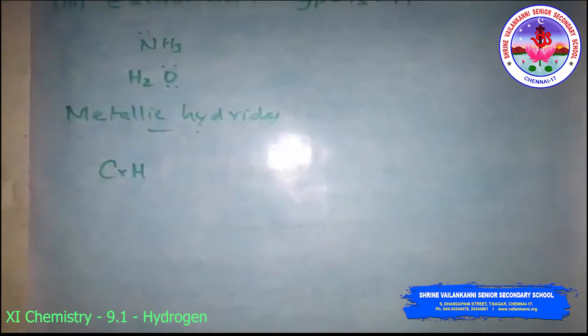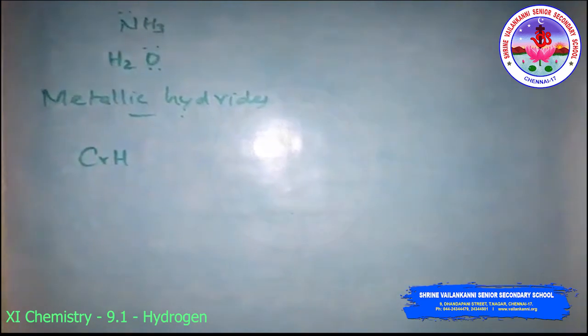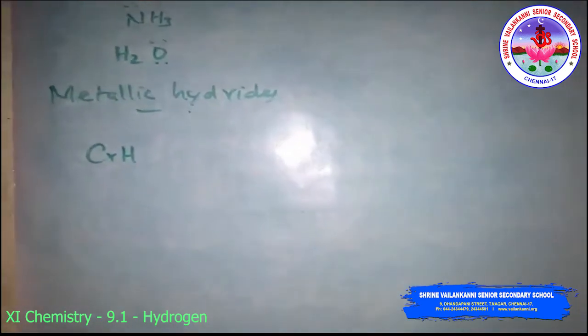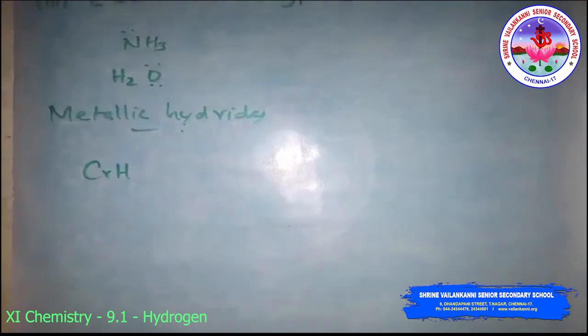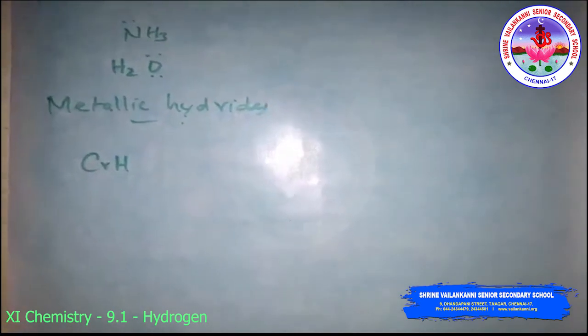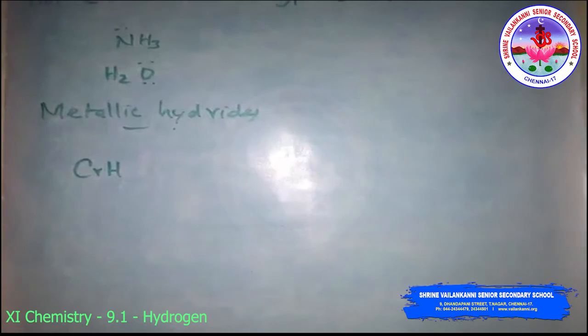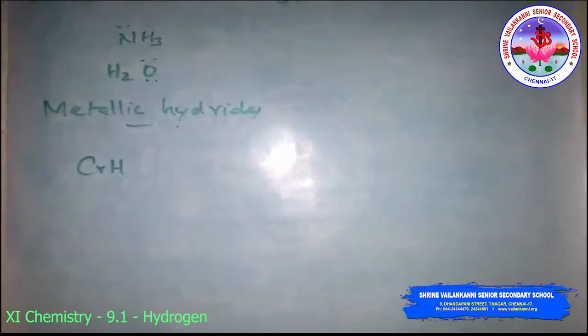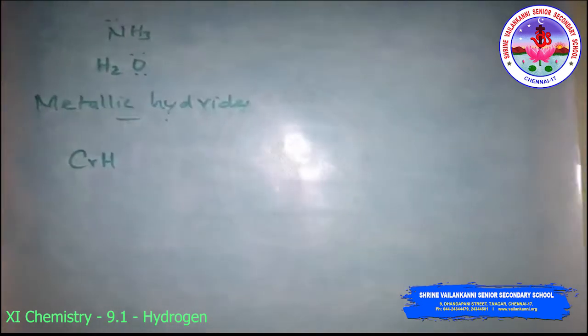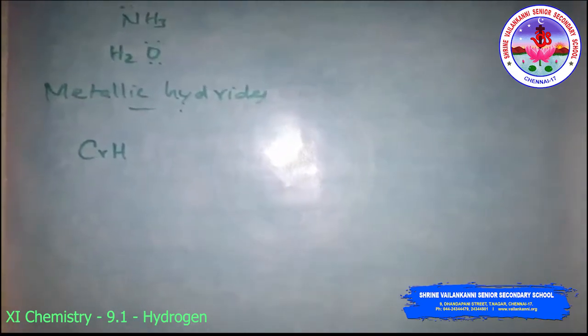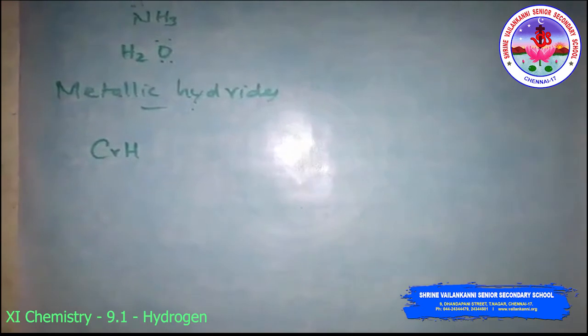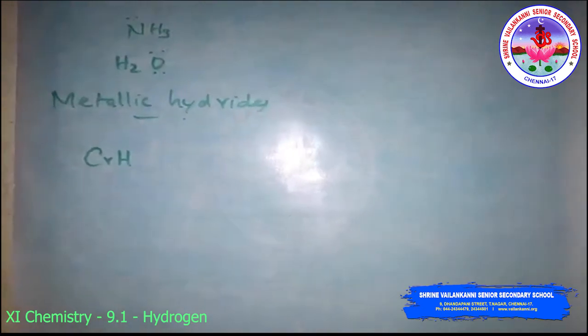Unlike saline hydrides, they are almost always non-stoichiometric, being deficient in hydrogen. For example, lanthanum hydride, titanium hydride, zirconium hydride, like this. So these are the metallic hydrides, or the non-stoichiometric hydrides. The next is water.